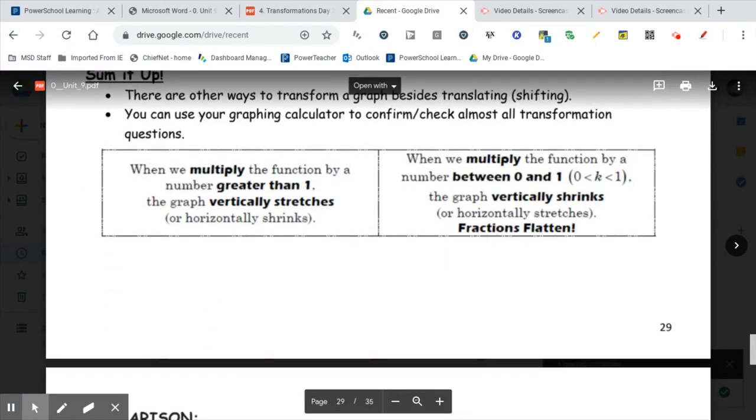When we multiply a function by a number greater than 1, it stretches, meaning it kind of gets more narrow. And if it's a number less than 1, or between 0 and 1, it's going to get wider. So remember, the negative sign tells us we're going to reflect over the x. And then the other two are if the number in front is greater than 1 or between 0 and 1.